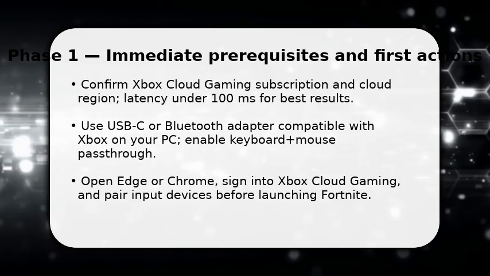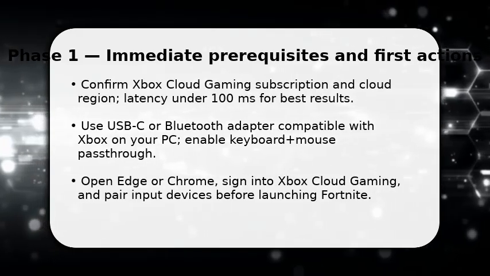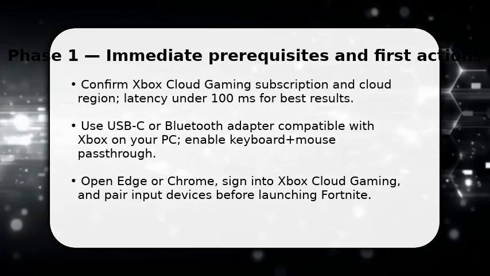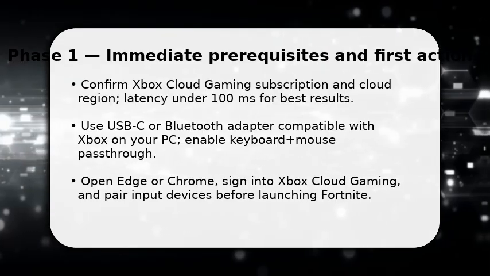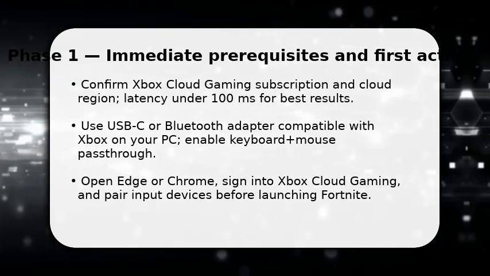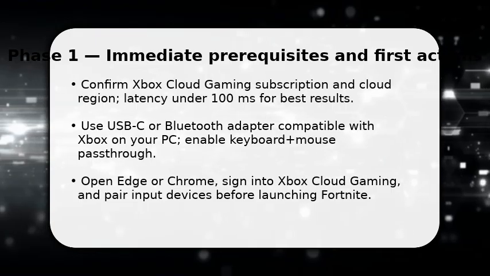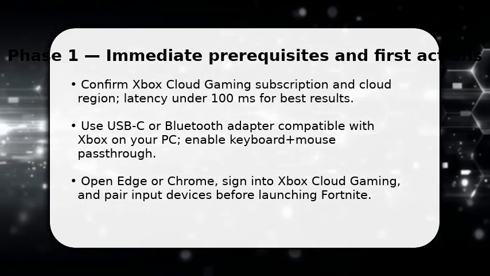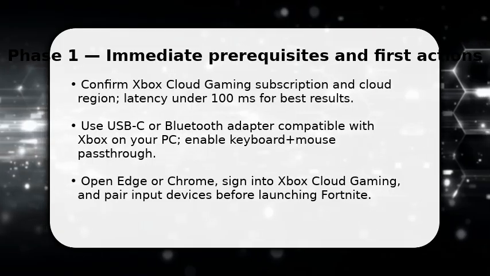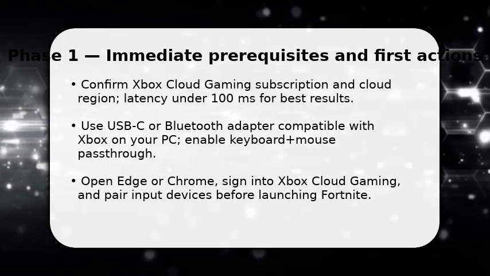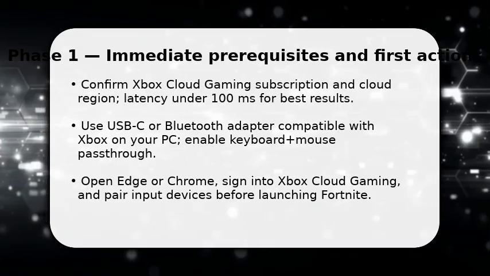You begin by confirming your Xbox Cloud Gaming subscription and checking latency. Low ping matters. Next, connect your keyboard and mouse using a supported USB-C or Bluetooth adapter. Make sure the host recognizes both. Once paired, open Edge or Chrome and sign into Xbox Cloud Gaming. Do not launch Fortnite yet.